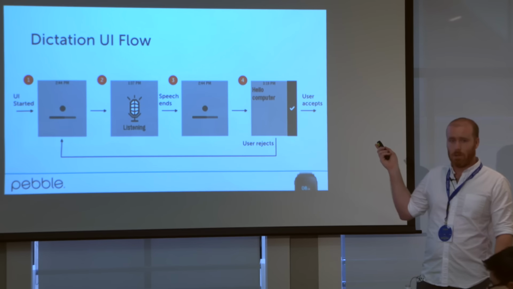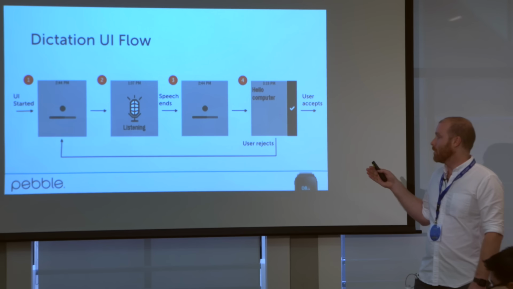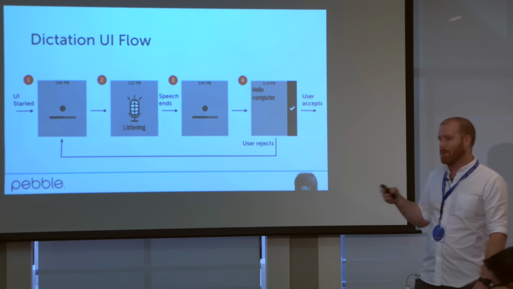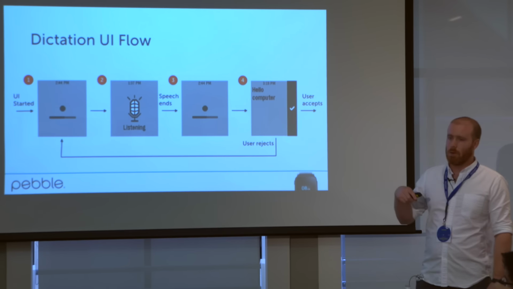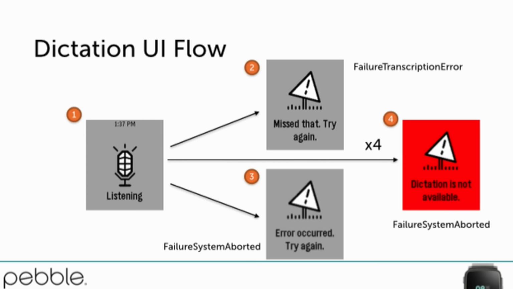If the user accepts the transcription, we exit the UI and we return the text to you. If the user rejects the transcription by pressing the back button, it goes back to the start of the UI. Hitting the back button again will exit the UI. There are also a few error dialogues that we're going to show.